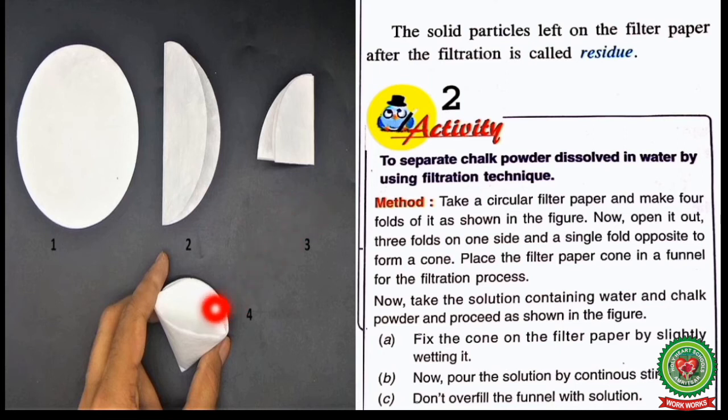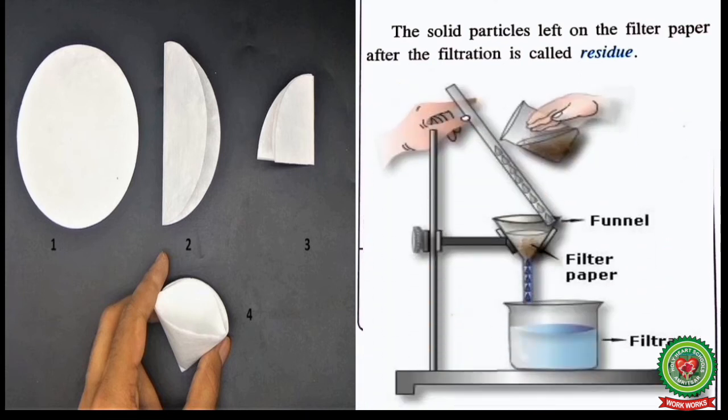Now open it out so that 3 folds are on one side and a single fold is on the opposite side. Now take the solution containing water and chalk and pour it into the funnel in which the cone shaped filter paper is kept. What we will observe: clear water will pass through the filter paper and is obtained in the container kept below as filtrate, and chalk powder is left behind on the filter paper as residue.